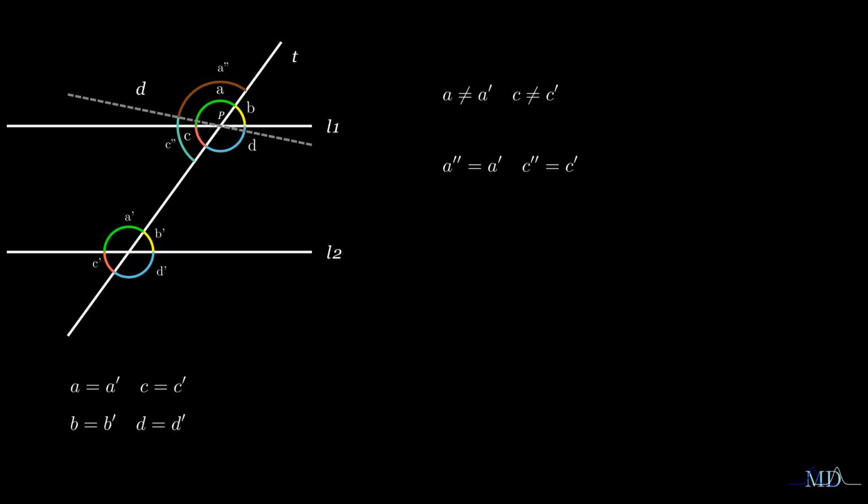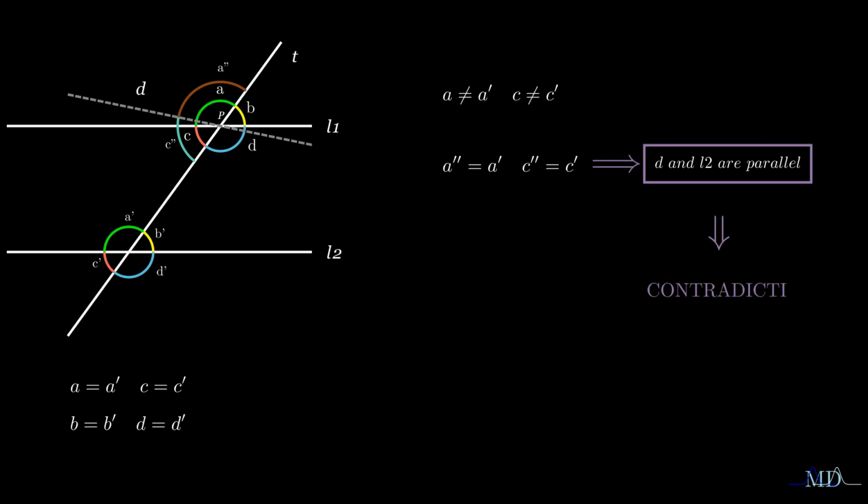But we have learned in the first part that congruent corresponding angles imply that the lines are parallel. So D and L2 should be parallel. But this is impossible because of Euclid's fifth postulate. The postulate assures that there is at most one parallel line that passes through a given external point. In our case, both D and L1 pass through the point P.